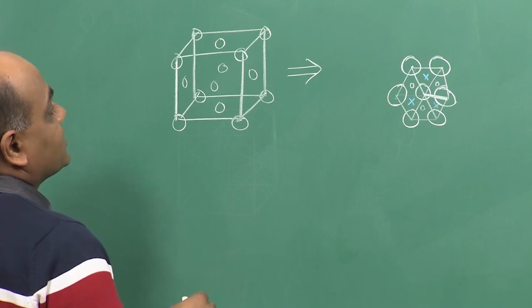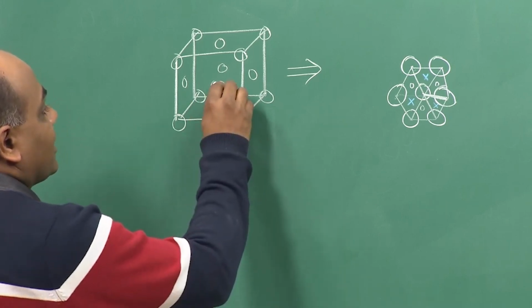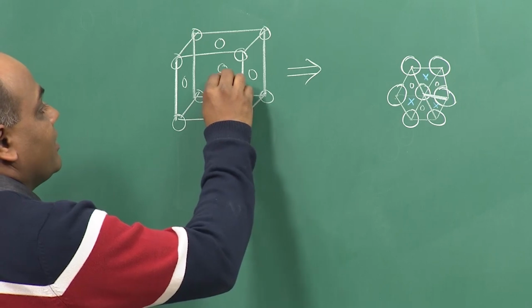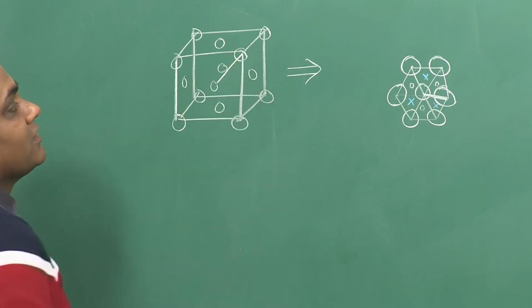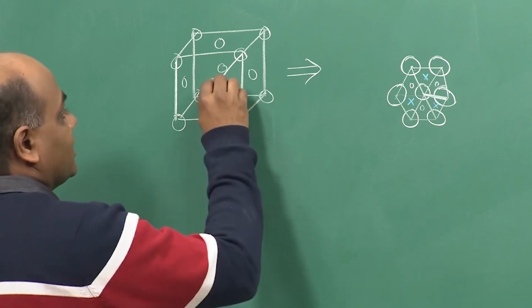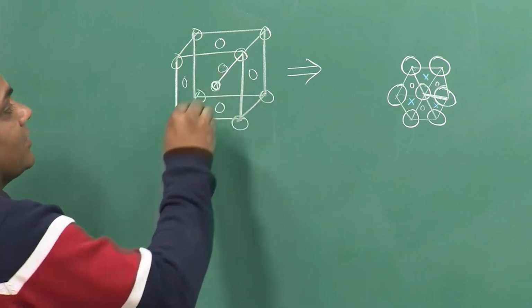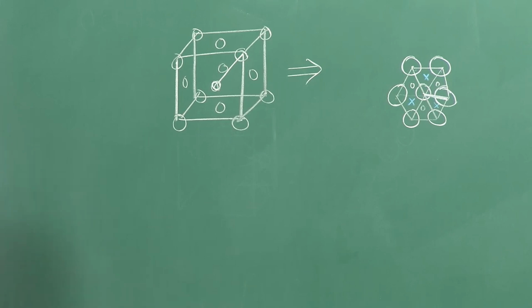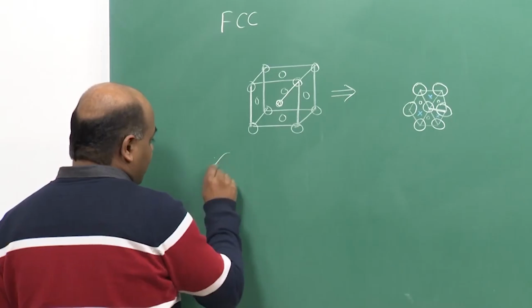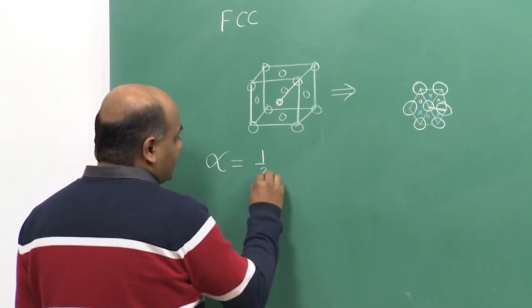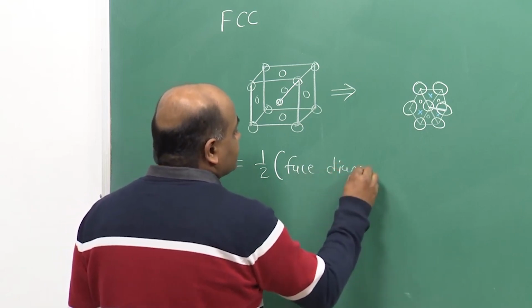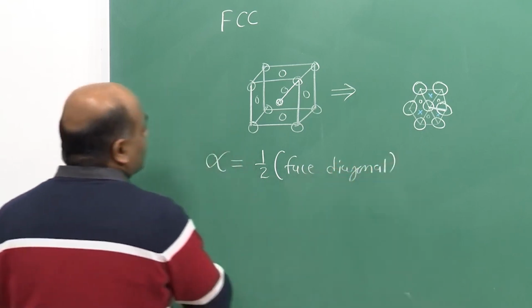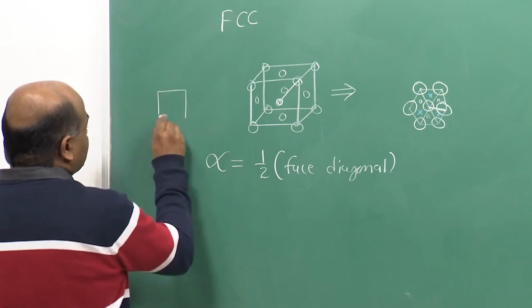It will be essentially any face center atom moving on to the corner site is one nearest neighbor jump, and we can see it is half the face diagonal. So, the jump length, which is alpha, is half the face diagonal, and what would be the length of the face diagonal?